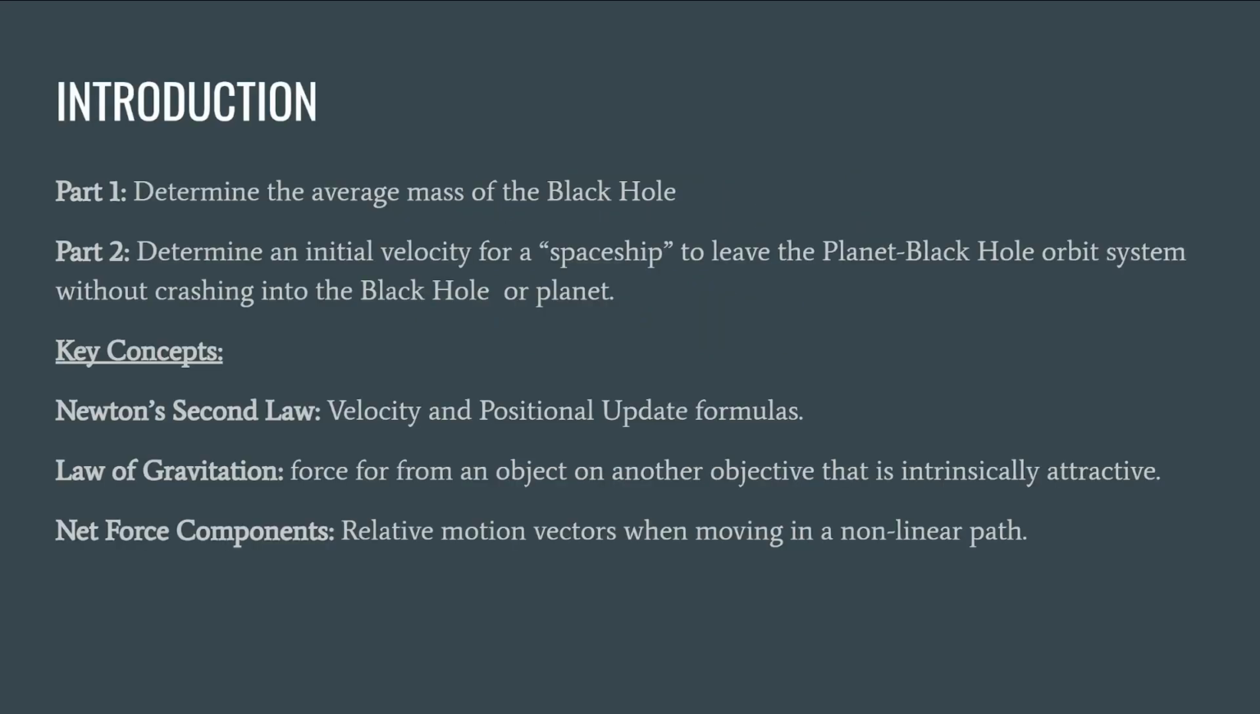This experiment is split into two parts. The first part is about determining the average mass of our black hole, while the second part is about finding the initial velocity of a spaceship flying towards the black hole from a planet and trying to leave the system without it crashing into any bodies, that being the black hole or the planet.